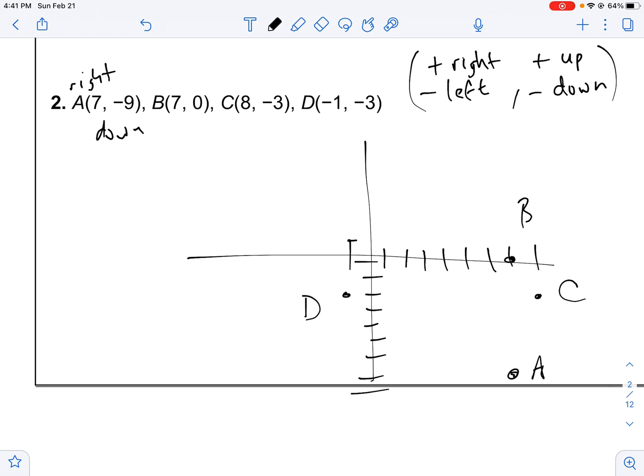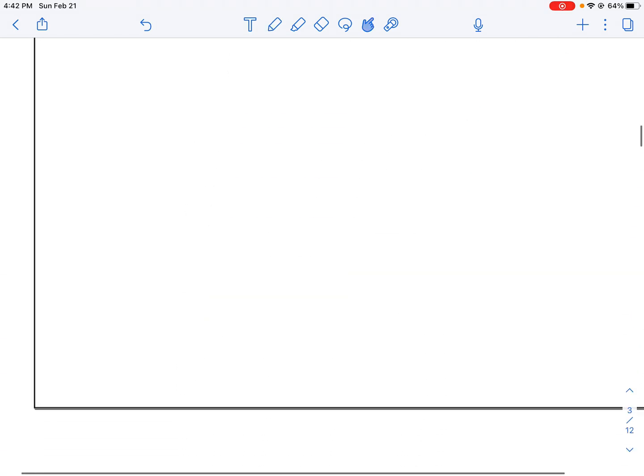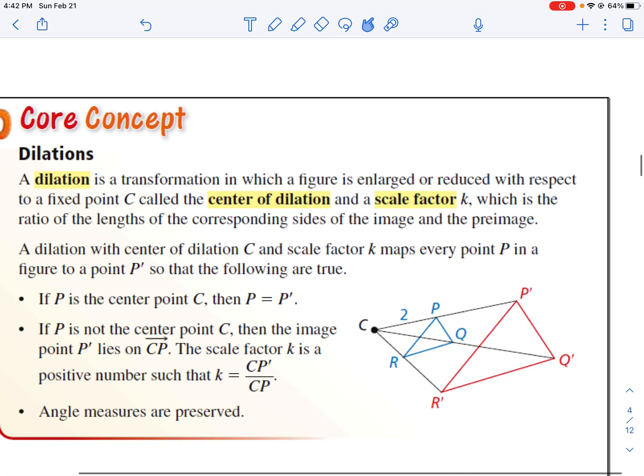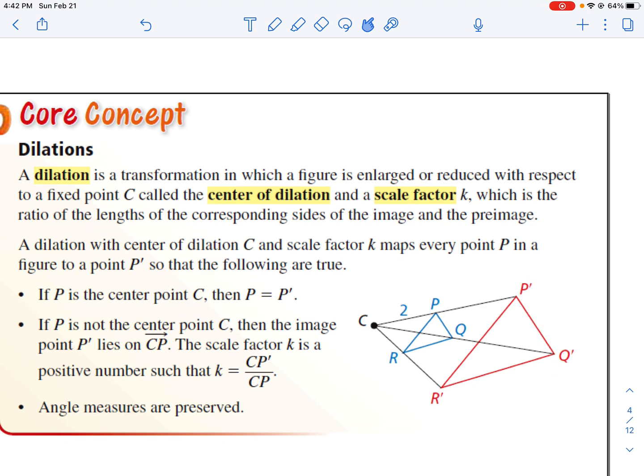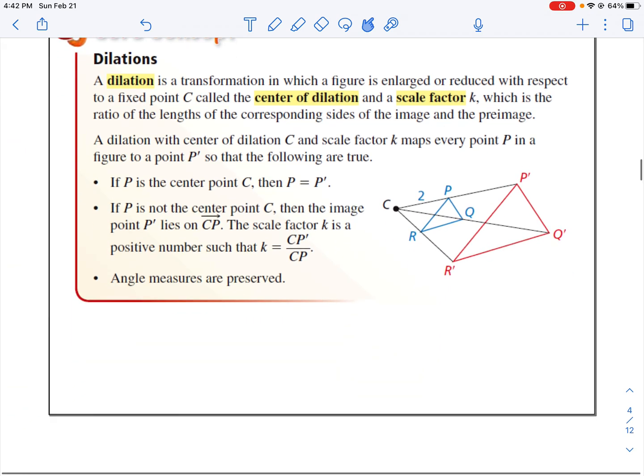Okay, so if you remember those things, you should be good for today. So let's get into it and let's see what we can do. So when we are doing dilations, what we're basically doing is taking a picture and making it either bigger or smaller. So a couple things to look at here. Don't write all of this, but write some of the things.